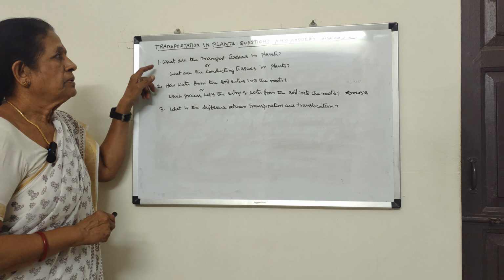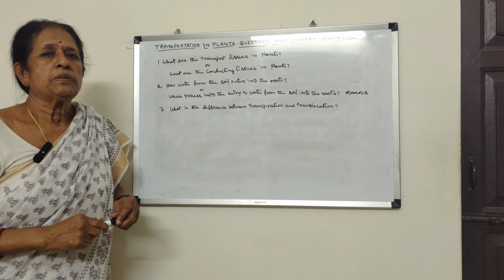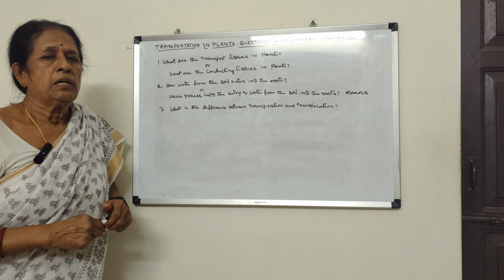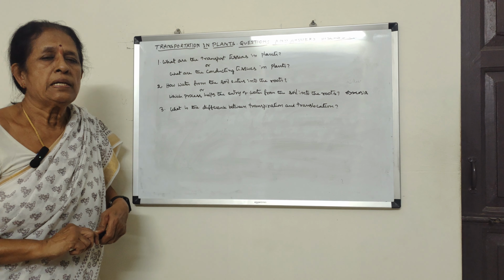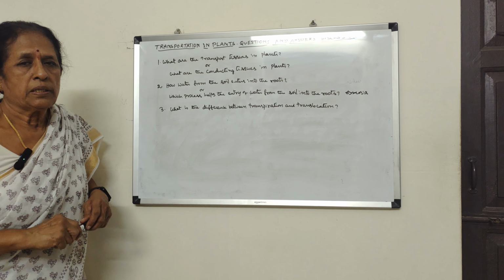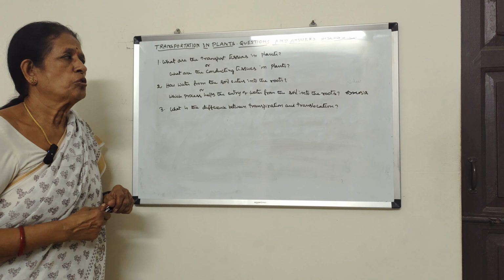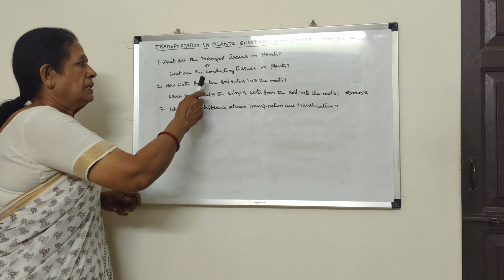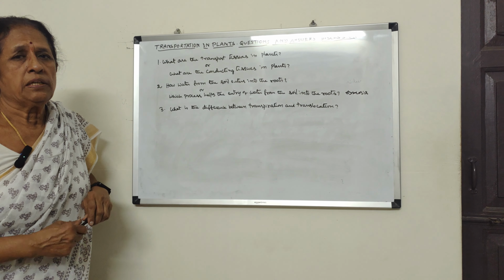The transport system in plants consists of two tissues, xylem and phloem. Xylem helps in the transportation of water and minerals from the soil through roots. The xylem vessels conduct the water and minerals to the leaves, the upper part of the plant, where photosynthesis takes place. And phloem transports the synthesized food materials to various parts of the plant, where they get stored. That is translocation. So these are the important things to be discussed in transportation in plants.